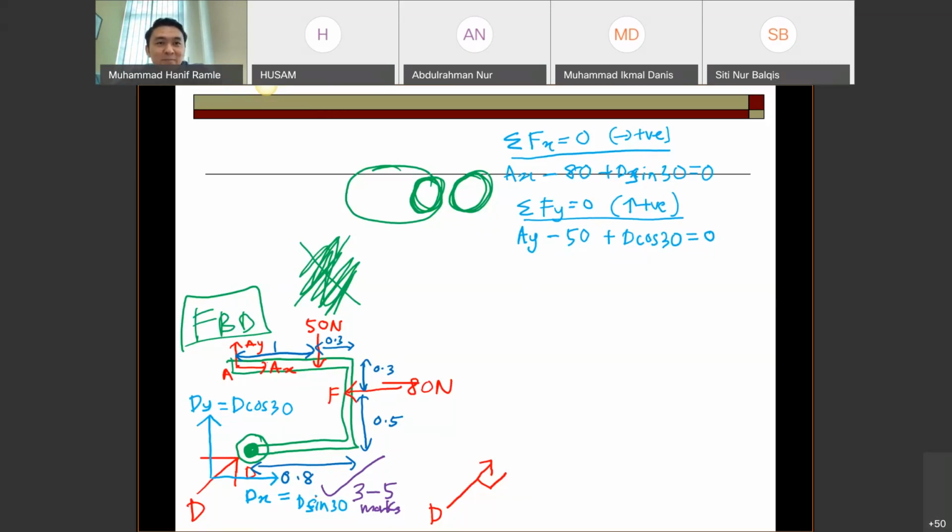The answer is correct, but why? We should take a moment about point A. Yes, the answer is correct, but why should we take a moment about point A? Why not D? Why not F? Why not the 50 Newton there? Why A?